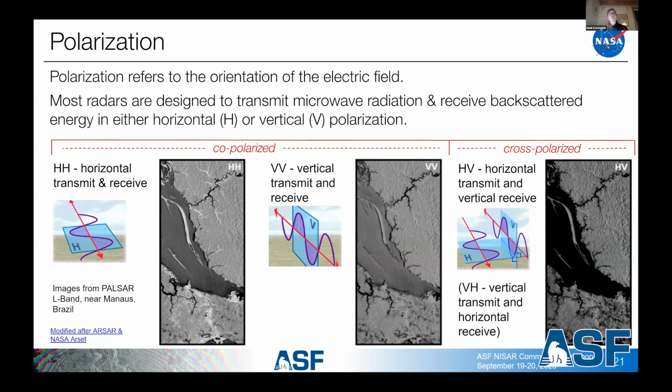And many of the missions that do have quad pole capabilities only use that part of the time, so that they're able to do more global mapping. But then for certain areas, you might get these higher quality data sets with more information. But it does come at a cost.